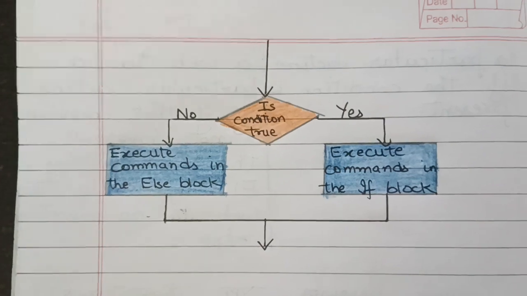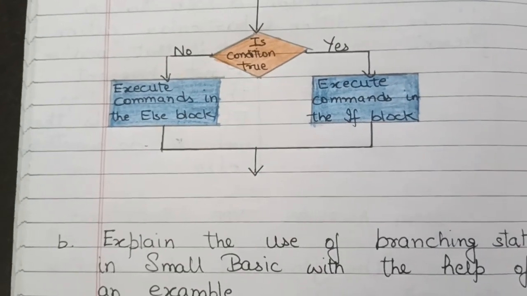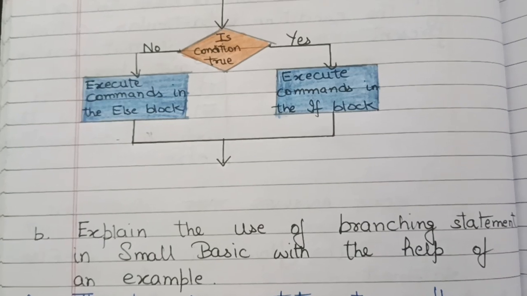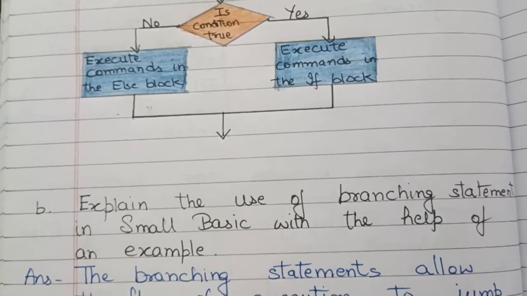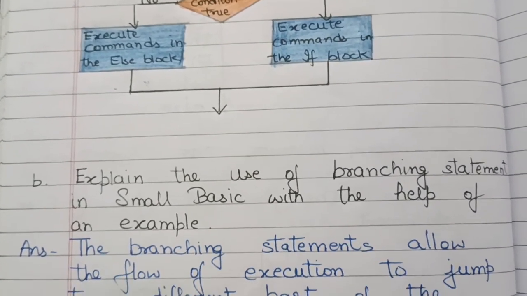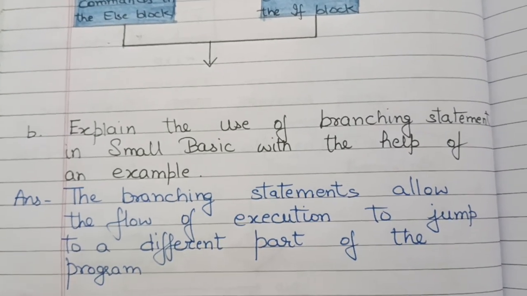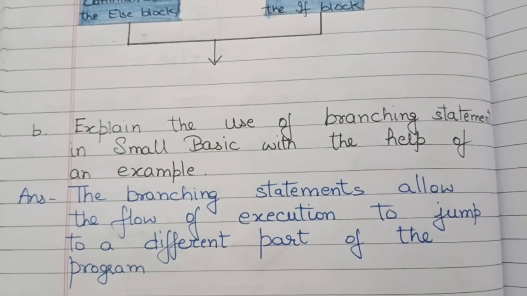Next, explain the use of branching statements in Small Basic with the help of an example. So the branching statements allow the flow of execution to jump to a different part of the program. So this is the use.